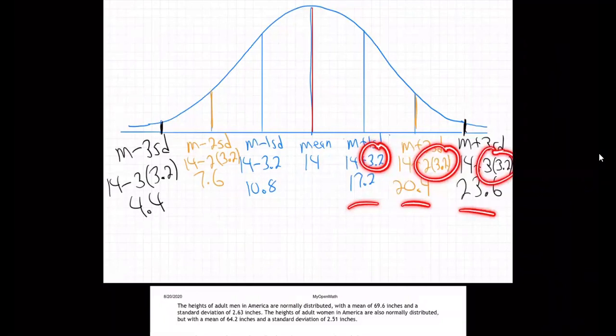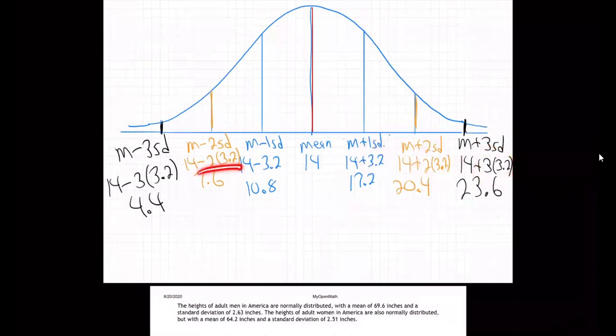And then when I went to the left, it's subtraction. So I took the middle 14 and I subtracted 3.2. Then I subtracted 3.2 twice because this is 2 jumps. And then I subtracted 3.2 3 times because this is 3 jumps. So now I've got this bell curve. What is this bell curve showing?